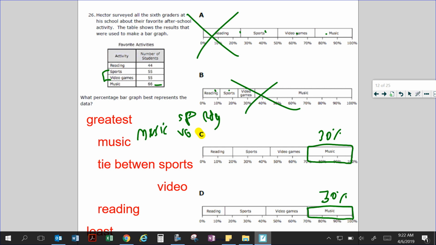Here is from 45 to 70. 10, 20, that's 25%. Is this also 25%? 20 to 45 is 25%. And then this is only 20%. So let's look at this. Music's the greatest. Video game and sports are tied, then reading. But let's look here. Reading is 15%. So that's the least.